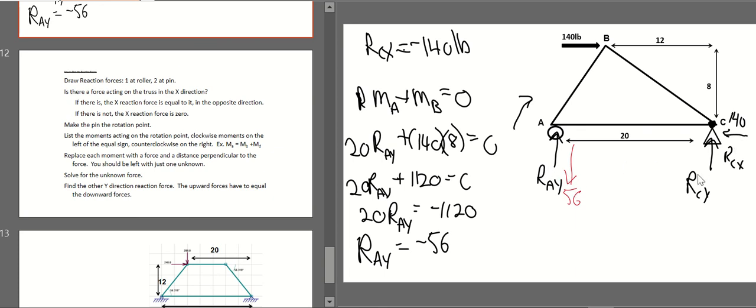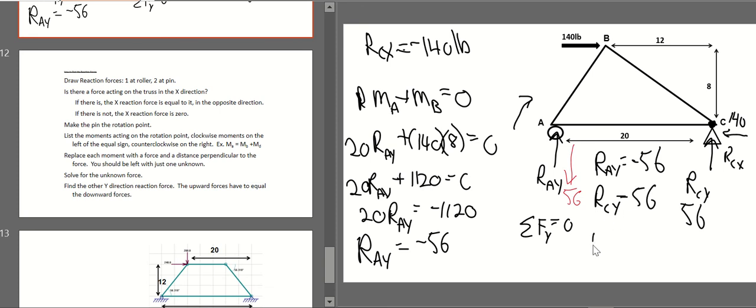I got that one. So what must RCY be? Well, let's see. The sum of my forces in the Y direction have to add up to equal an opposite. And after you do this a few times, as I say, you can do this by inspection. I got one force going down, I must have another force going up. So this has to be 56. So RAY equals a negative 56, RCY equals 56, and RCX equals a negative 140. Boom. These guys right here, it works.